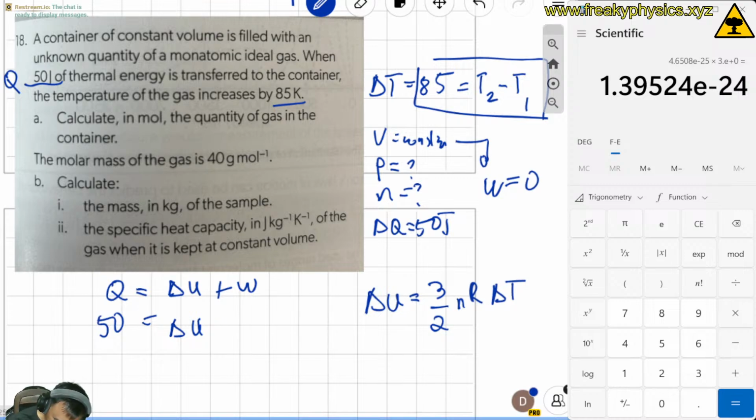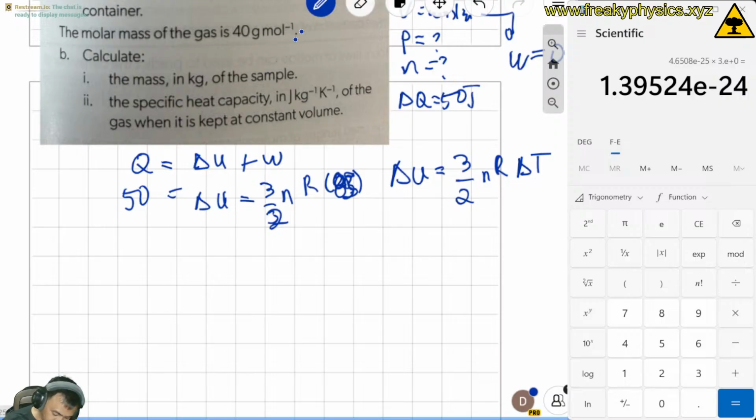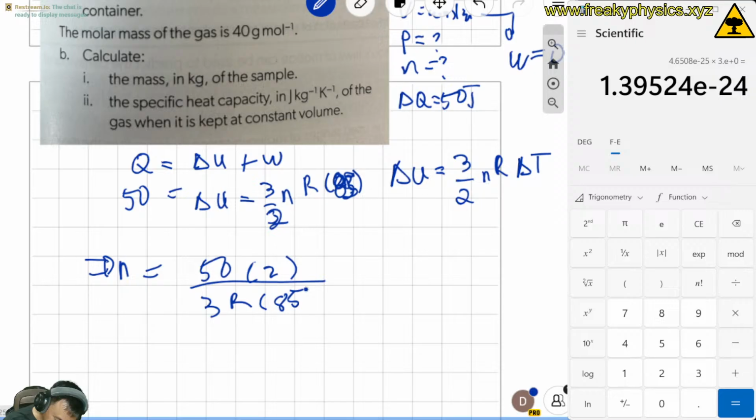So we're just going to put that in here. That's 3/2 N R, then our delta T is, sorry, not 23, 85. We're looking for the number of moles, and R is a constant. We can just find N from there. So from here, N is equal to 50 times 2 divided by 3R times 85.